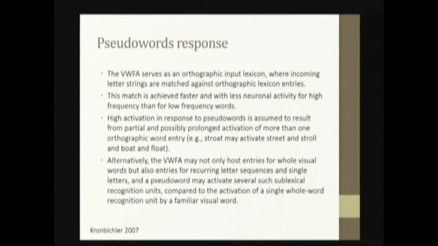So I'll show you this example here. If a pseudo word here is stroat, there might be some components that look like street, some that look like stroll, some that look like boat and float, and so there will be some activation in the brain because it's trying to figure this out. Sometimes the activation is more prominent than reading words because it's an unfamiliar stimulus, so let's say the brain is searching through its dictionary, trying to find the target.